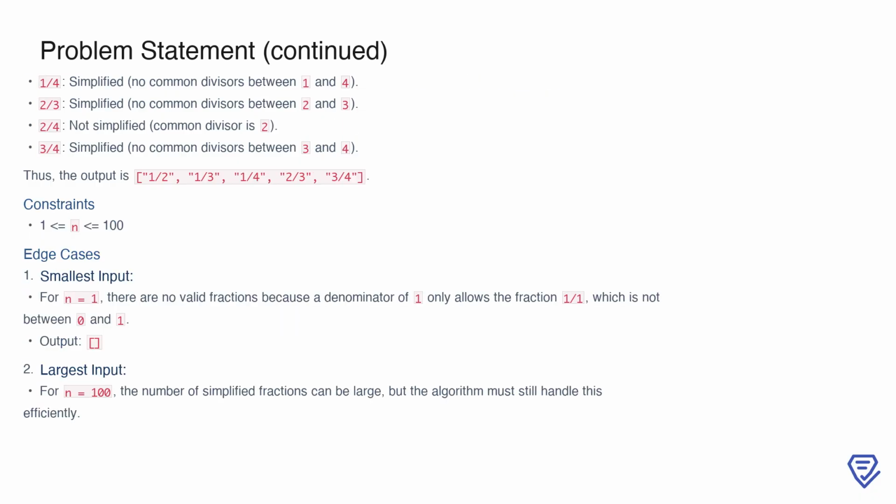When n is 4, we evaluate all fractions with denominators up to 4. These fractions include 1/2, 1/3, 1/4, 2/3, 2/4, and 3/4. Among these, 1/2, 1/3, 1/4, 2/3, and 3/4 are simplified. For example, 1/4 is simplified because 1 and 4 share no common divisors other than 1. However, 2/4 is not simplified because both the numerator and denominator are divisible by 2. As a result, the output is 1/2, 1/3, 1/4, 2/3, 3/4.